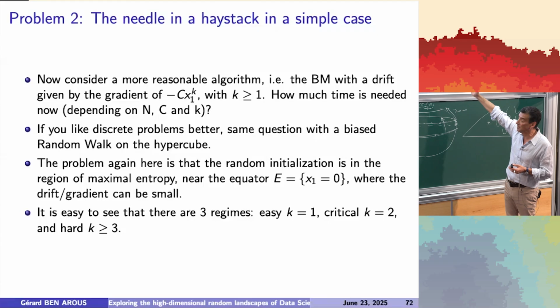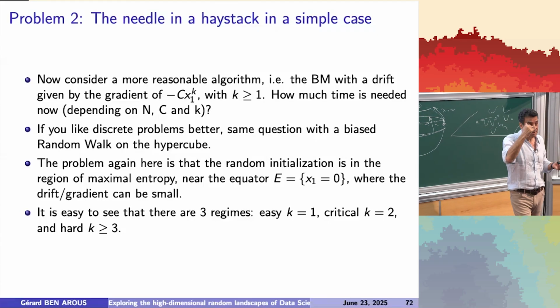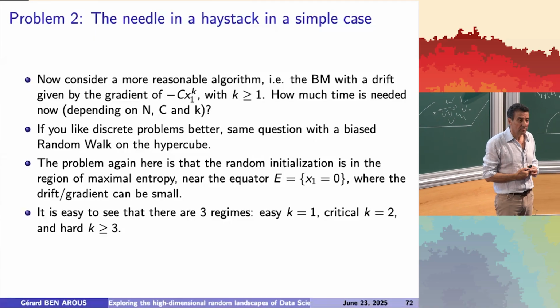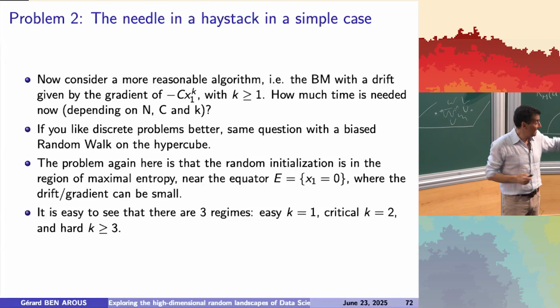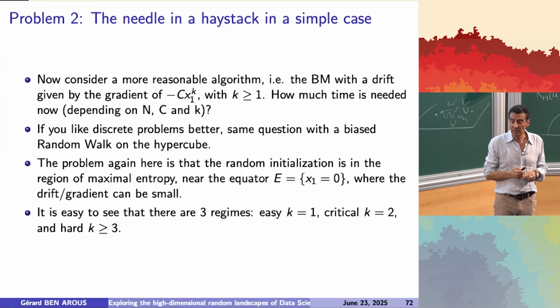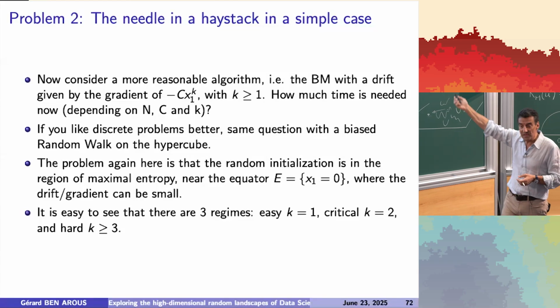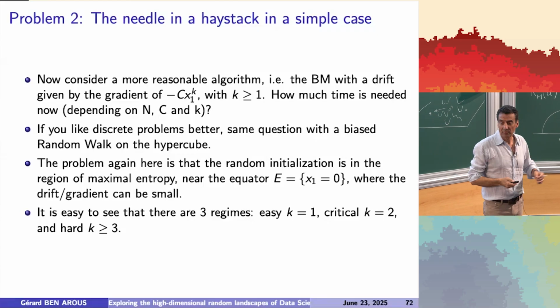That's easy. Critical is case 2, because then you have x1 to the k minus 1 is x1. And hard is k larger or equal to 3. Okay? Of course, in our p-spin models, k, which is here p, is larger or equal to 3. Right? So we're in the hard regime. If you do the computation with this stupid model, you compute everything right.